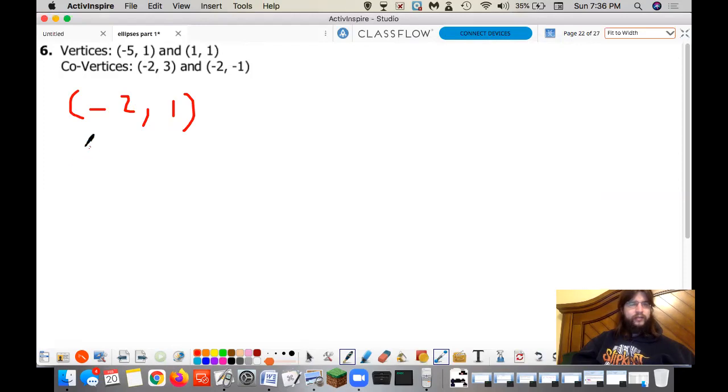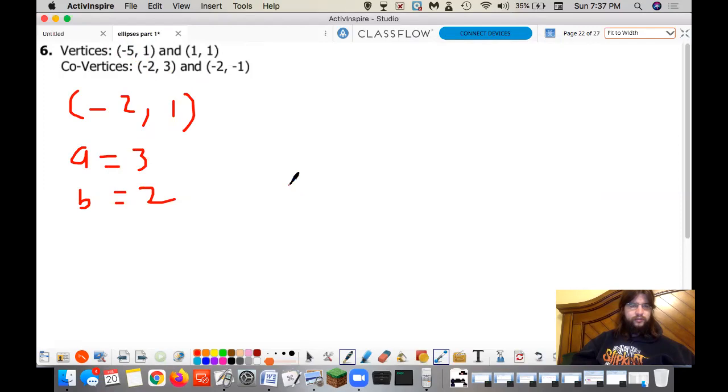Now let's figure out A and B. This time our center is not 0, 0. So for my A, it's on my vertices. How far did I go to get from -2 to -5? I went 3 units. How far to get from 1 to 3? I went 2 units.